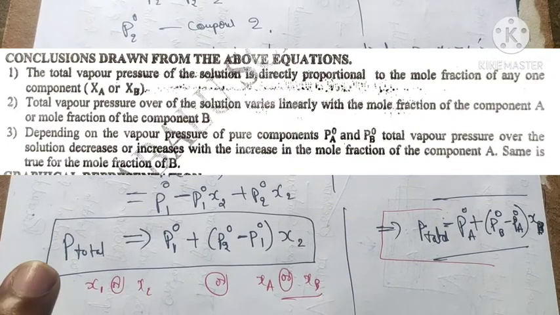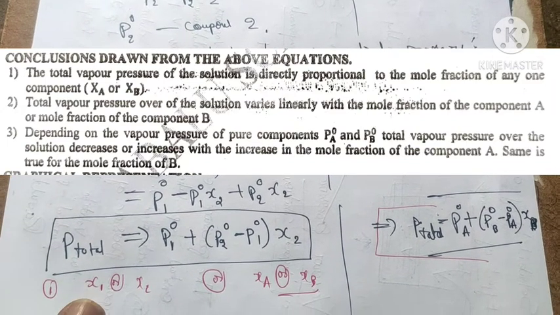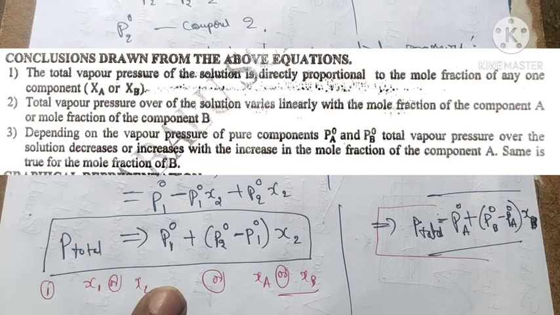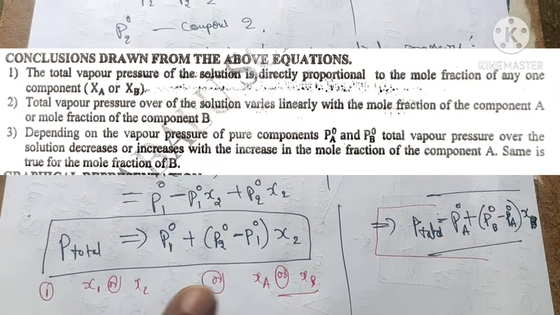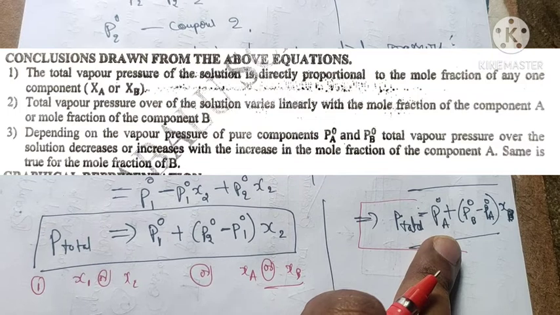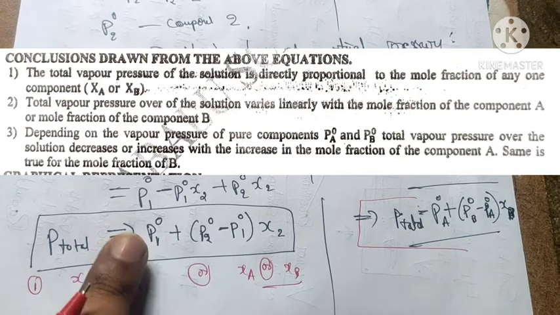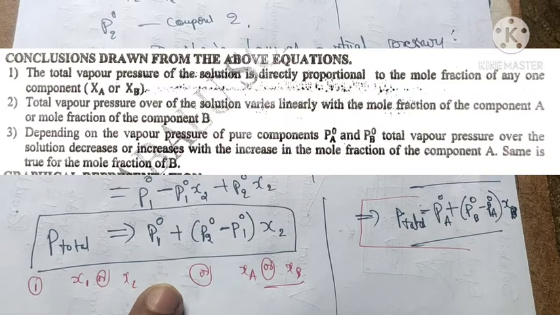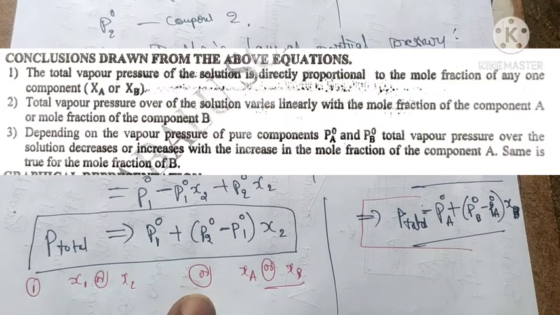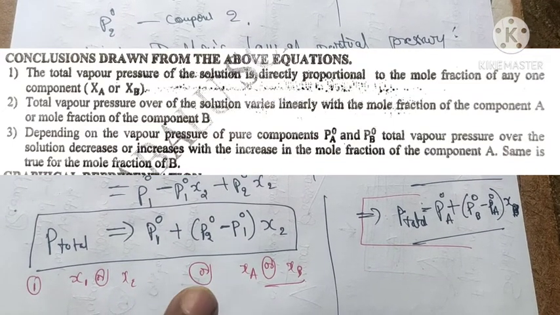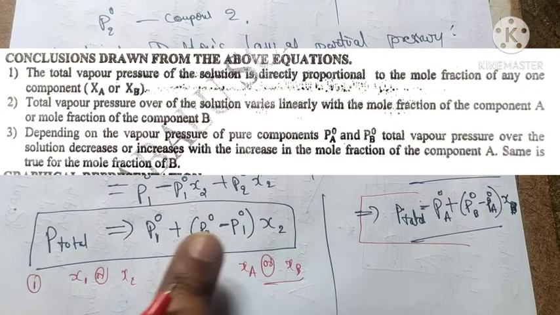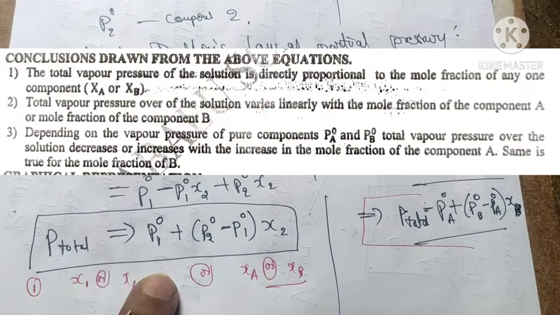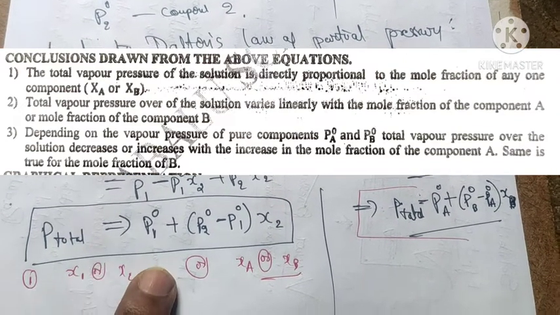Going to the third conclusion. Depending on the vapor pressure of the pure components, either PA naught and PB naught, or P1 naught and P2 naught, the total vapor pressure over the solution decreases or increases with the mole fraction of component A, same as for the mole fraction of component B. These are three important conclusions to draw from the equations.